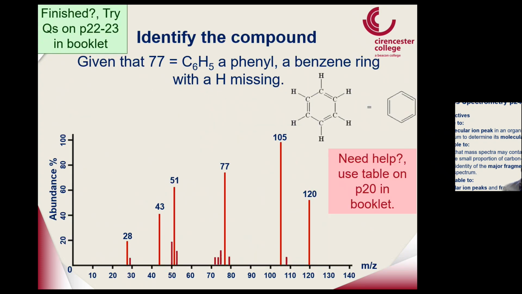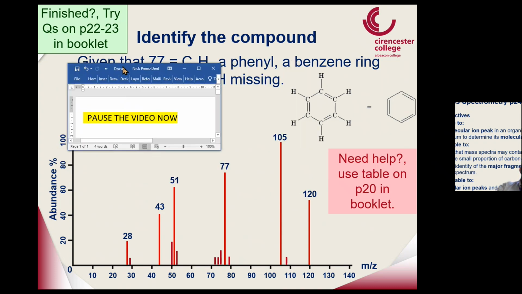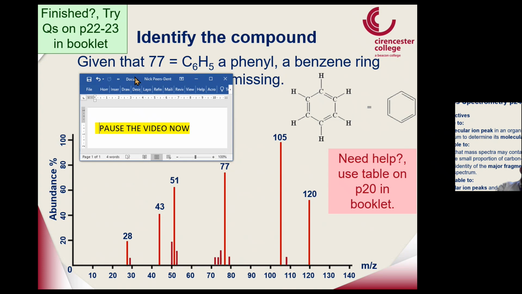Right now, given that 77 is 72 plus 5, that's phenyl. So this bit here is the phenyl ring. They're telling you that, which is a benzene ring without a hydrogen. So a benzene ring is going to be 78, and without one hydrogen, it's going to be 77. So have a go at working out what you've got there.